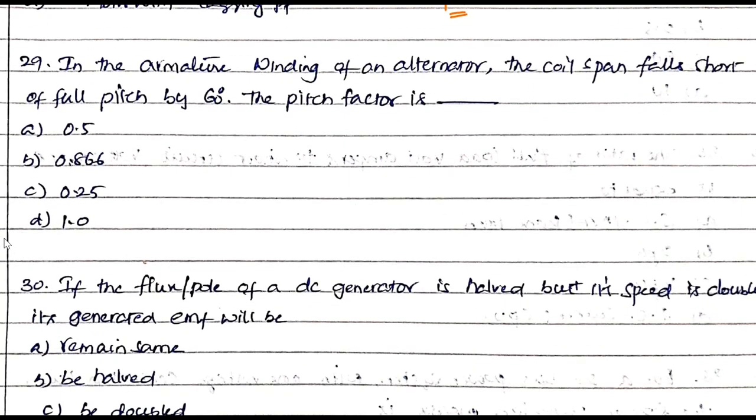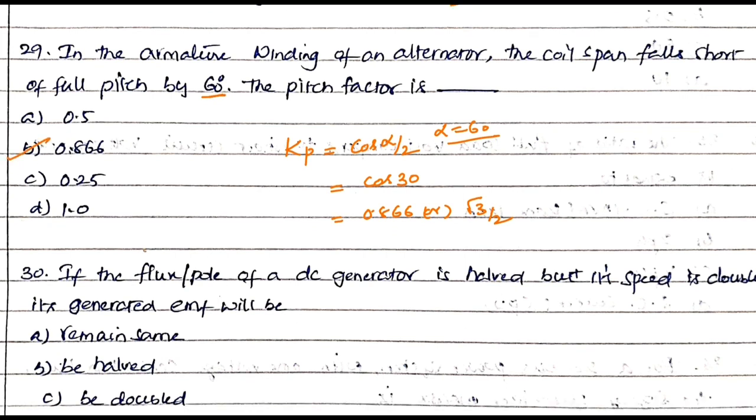The next question is: the armature winding of an alternator, the coil span falls short of full pitch by 60 degrees. The pitch factor is? The pitch factor Kp is cos of alpha by 2. Alpha is given as 60 degrees here, so it's cos 30 degrees. This is 0.866, or we can also write root 3 by 2. Here alpha is 60 degrees in the given question, so the answer will be B here. Next one.